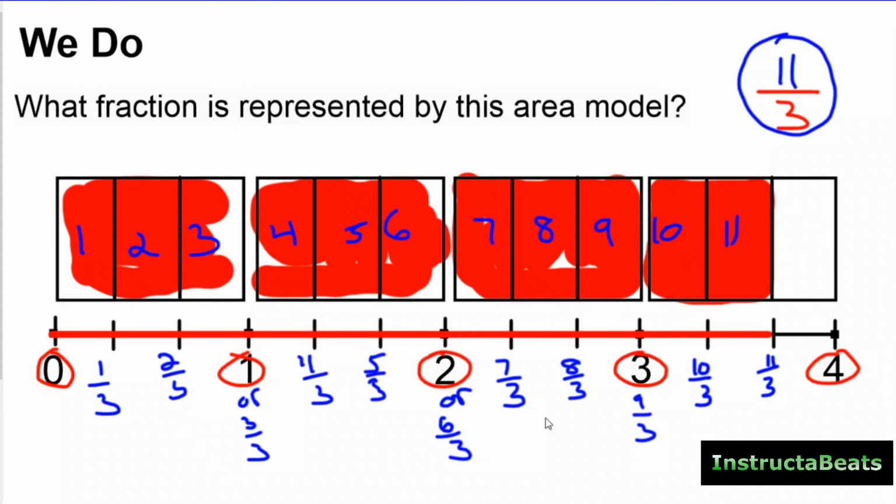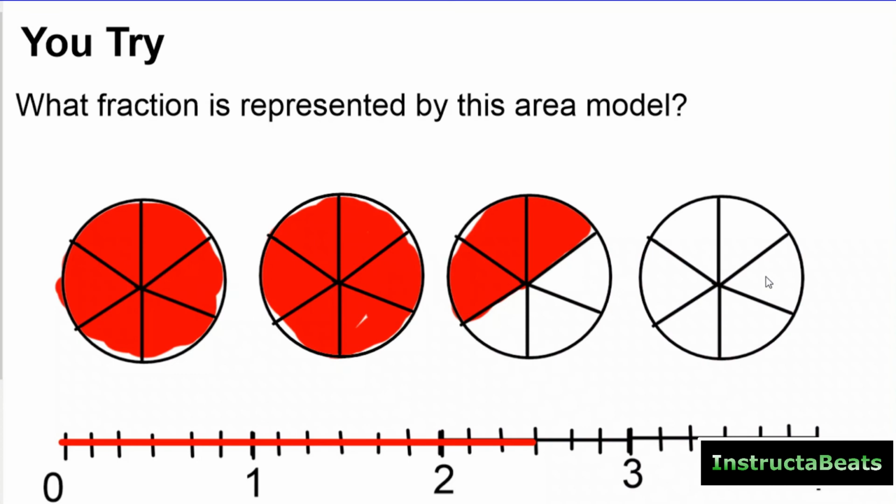All right, so we have one you-try problem, and I've changed the area model from a rectangle to a circle. So if you're thinking food, from a Hershey bar to a pizza, okay? So what I want you to do is pause the video. Let me move this InstructaBeats logo out of the way, okay? And you're gonna figure out what fraction is represented by this area model. So start with your denominator, right? Count how many pieces one whole is split into, then count your numerator.